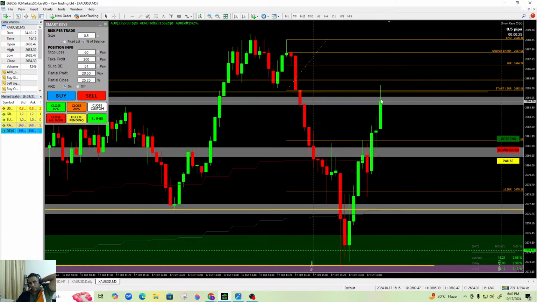So we've tapped this 2685. A candle needs to close inside this support to continue higher. If you close below, then the next candle is going to pull back, because this has no liquidity, this has no lower wick. So we're going to pull down for liquidity, grab liquidity from below, and then push up.